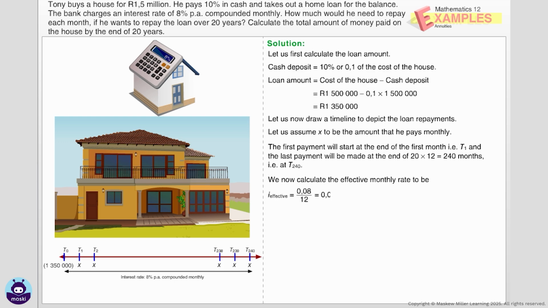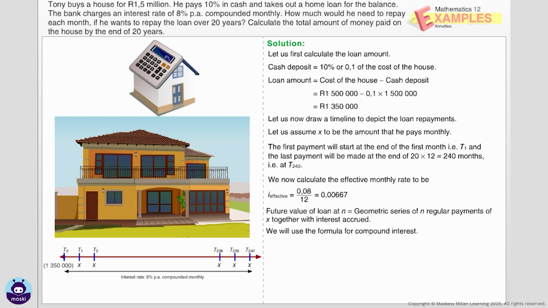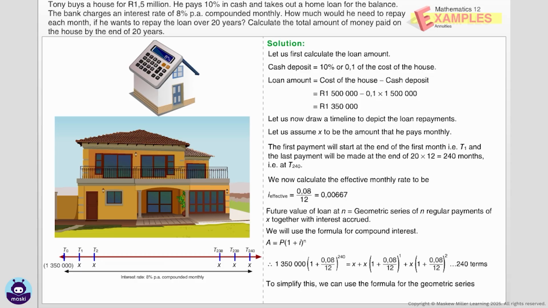We now calculate the effective monthly rate to be. We can now equate the future value of the loan at N to the geometric series of regular payments together with the interest accrued over the period. We will use the formula for compound interest. A equals P times (1 plus i) to the power n. To simplify this, we can use the formula for the geometric series.